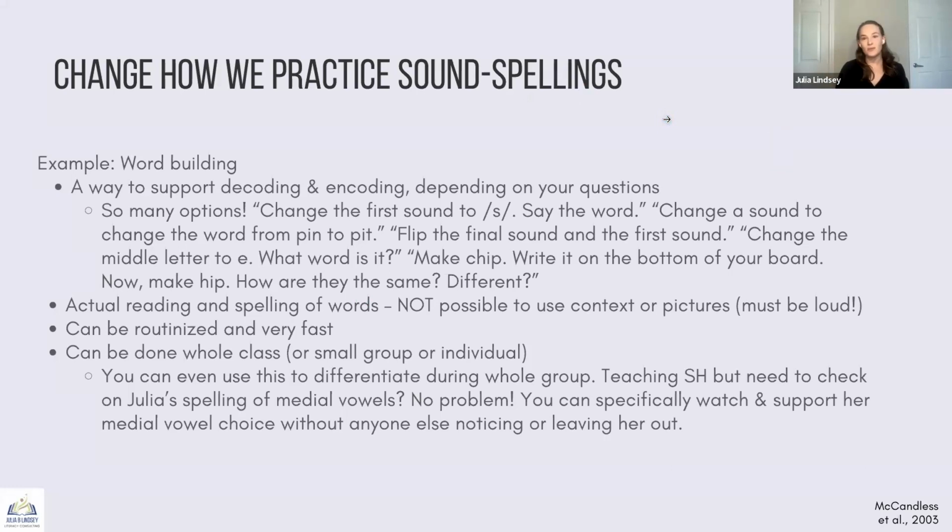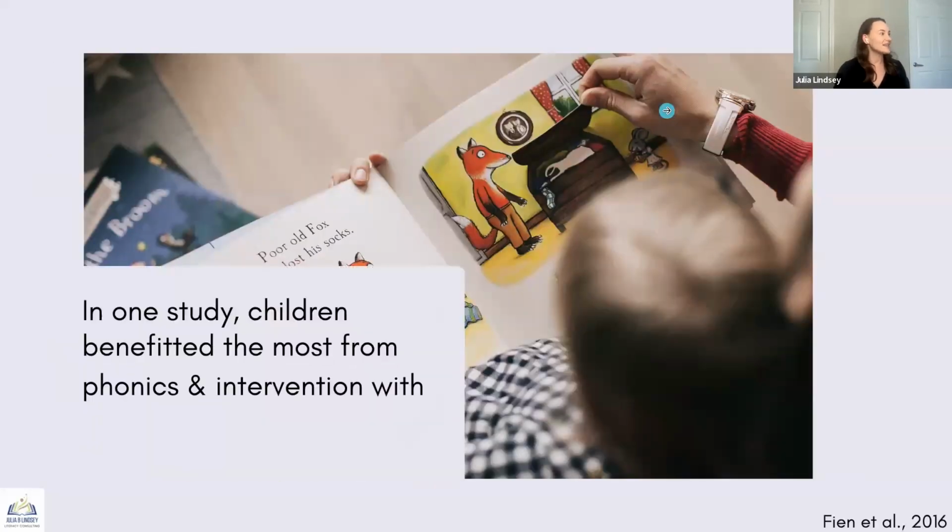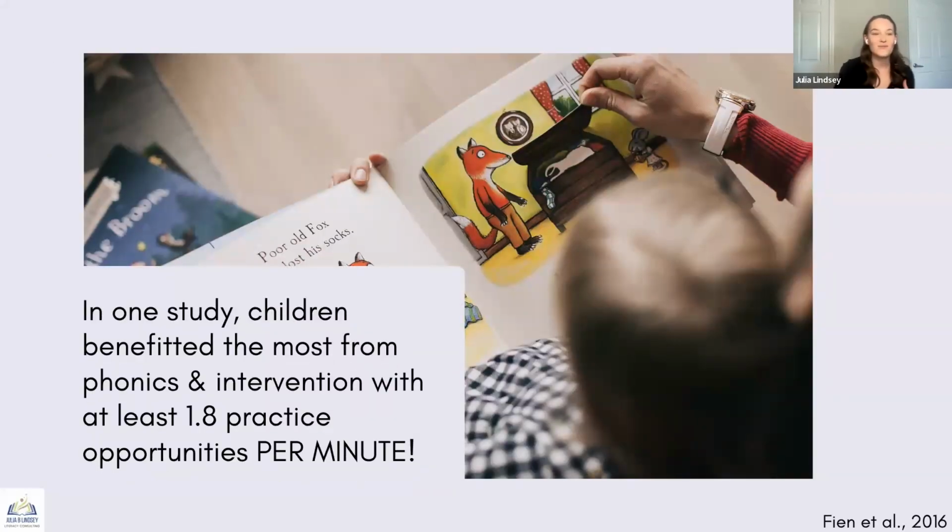So why this focus on practice? Why this focus on making your language more concise and leaving more time for practice? Well, it's because of this. In one study, we see that children benefited the most from whole class phonics instruction that had 1.8 practice opportunities per minute. That means that if we're thinking about a 20-minute phonics lesson, we're thinking about, is it possible to give children 40 opportunities for practice in this lesson?